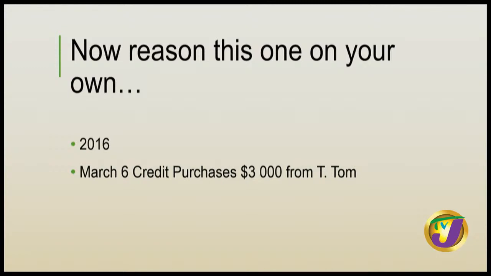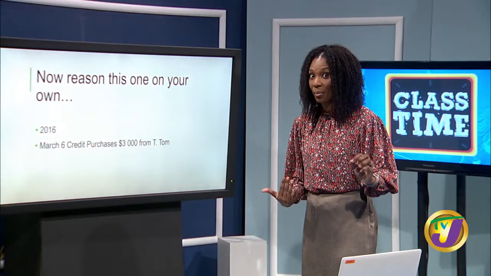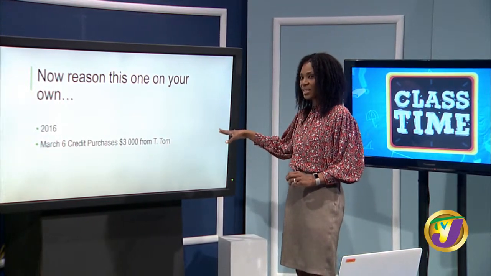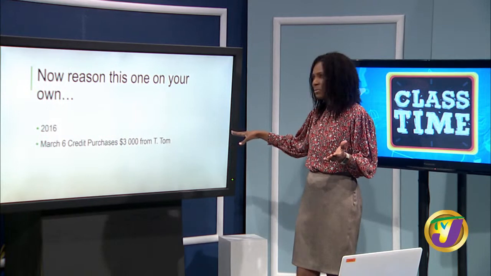Now reason this one on your own. 2016, March 6, credit purchases $3,000 from T. Tom. Credit purchases. In our Jamaican native tongue, give me another word for credit. In this case, trust. Yes, we trust T. Tom's good. So we buy the goods, but we haven't paid T. Tom yet. How would we post this in the ledger? Credit purchases, $3,000 from T. Tom.